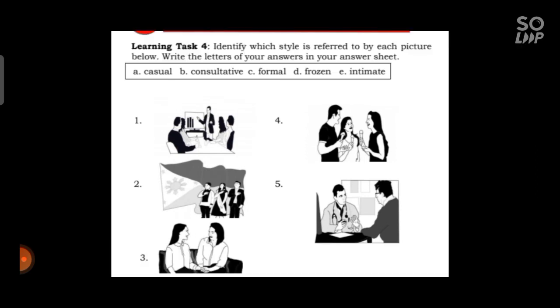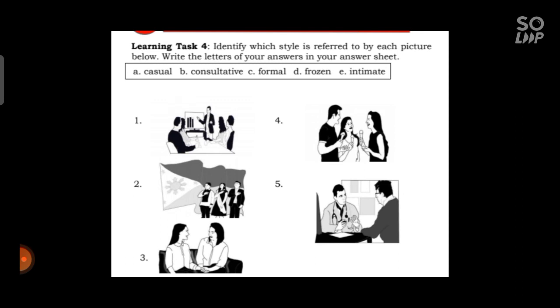This time, let's proceed with learning task 4. Identify which style is referred to by each picture. You are going to write your answer on your answer sheets. Huwag na pong gumamit ng ibang papel. Yan na mismo sa answer sheet. At ang isusulat lang po ay letra.